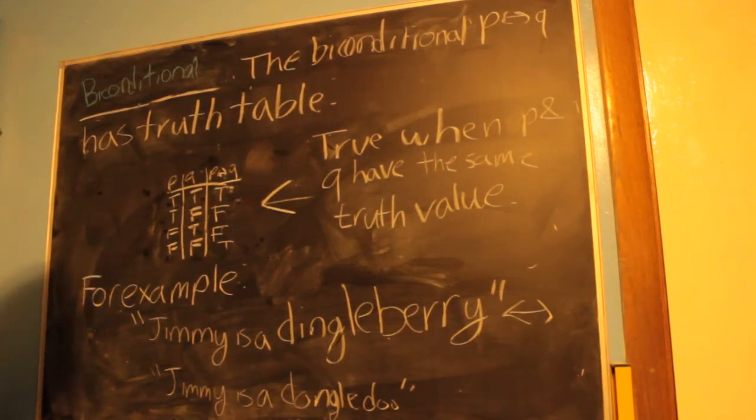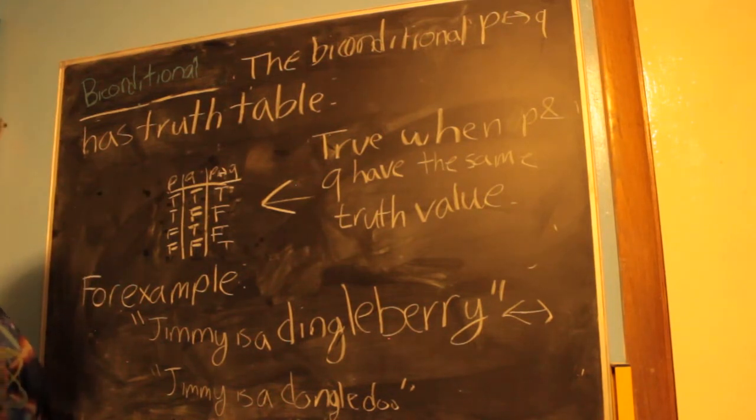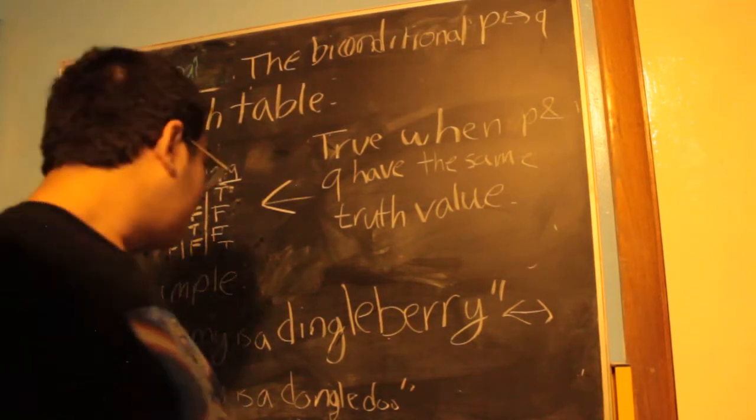And as a quick example, Jimmy is a dingleberry if and only if Jimmy is a dongledoo, means that being a dingleberry means you're a dongledoo. And honestly, it's probably right. So when I start calling people dingleberries, just replace it with dongledoos. I made those words up. But I wanted you to understand that this kind of defines an equivalence concept with logic.